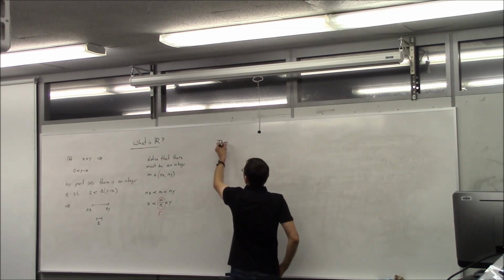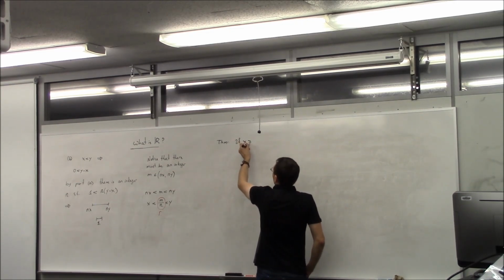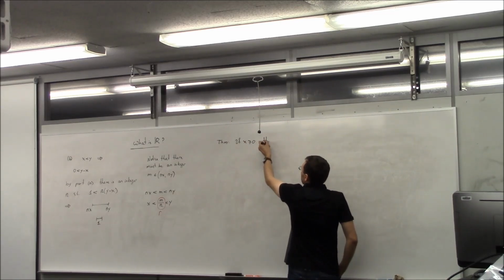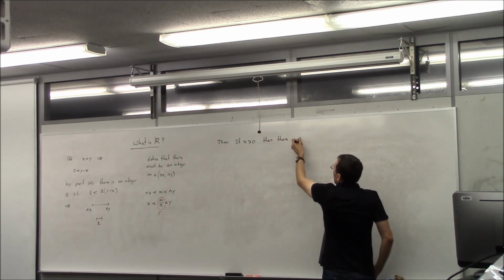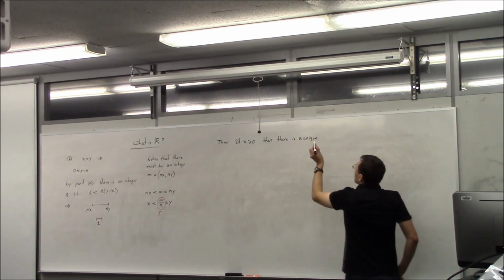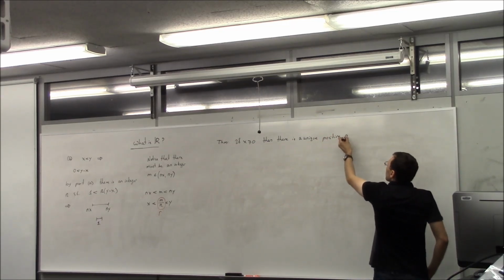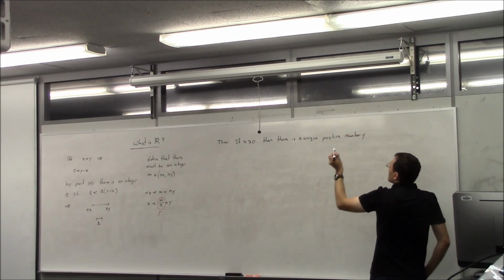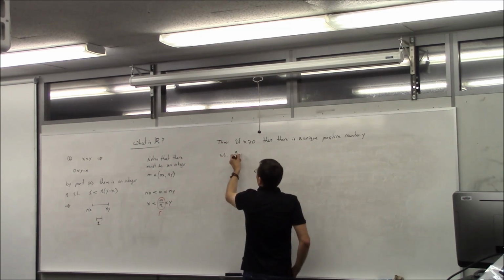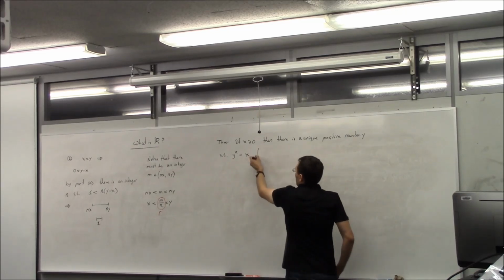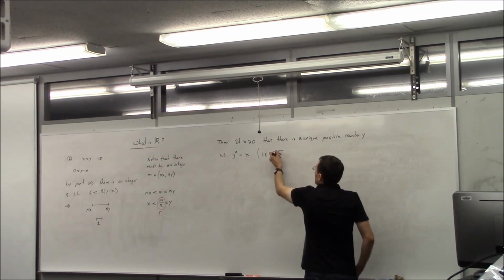Theorem, and that theorem is just going to say that if x is any number bigger than or equal to 0, then there is a unique positive number, call it y, such that y to the power of n is equal to x. So that means the nth root of x exists.